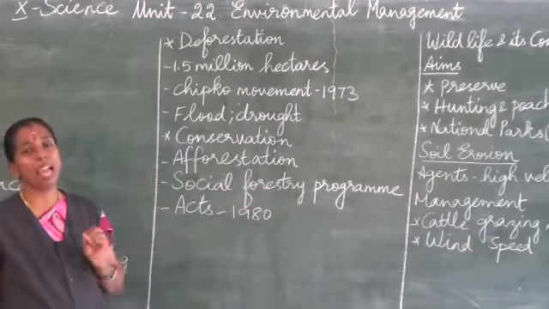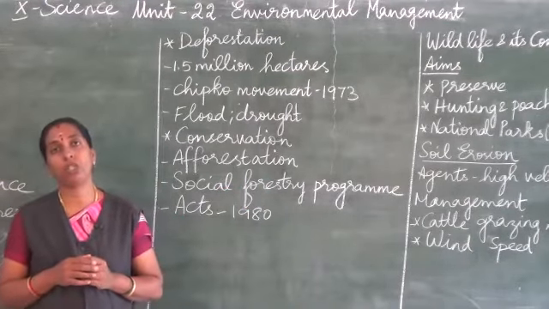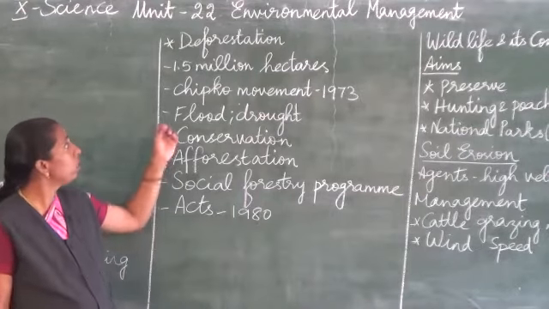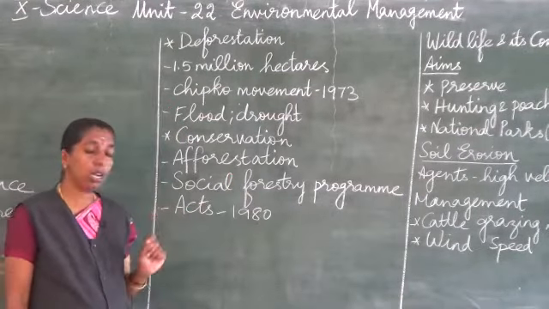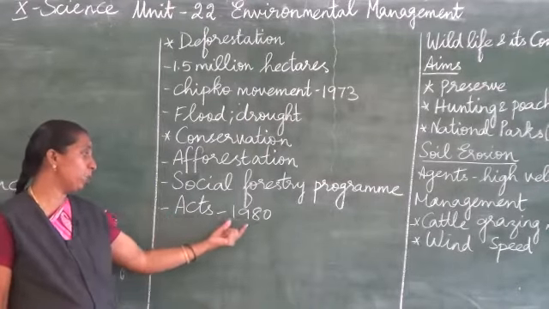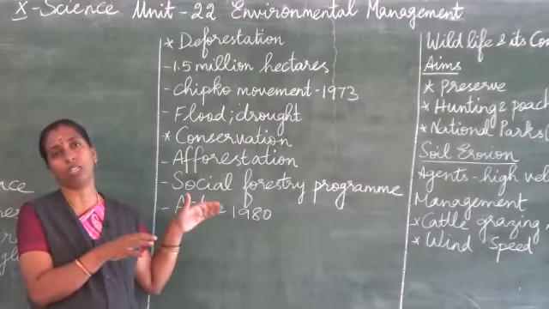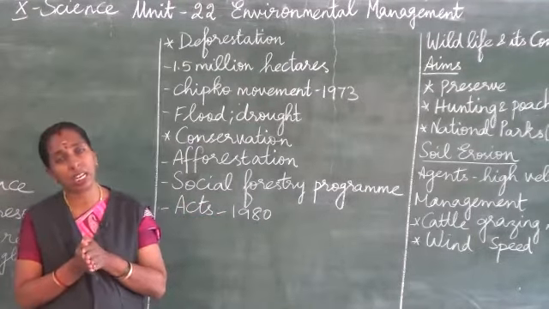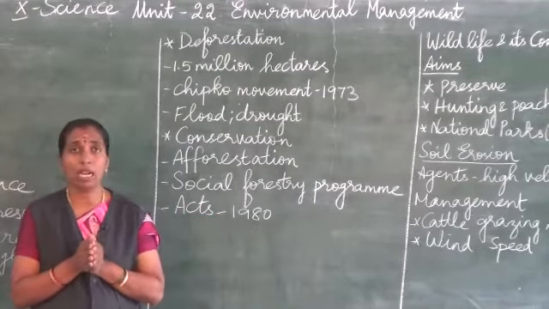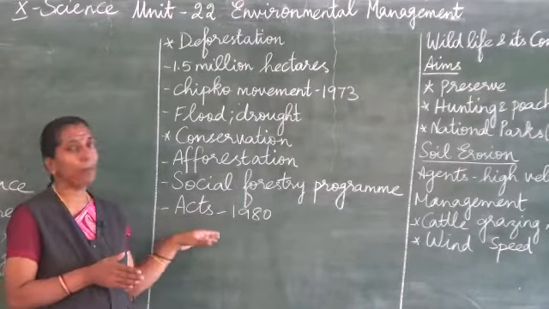So many acts were published based on this afforestation. The Social Forest Act was published in 1980. Due to deforestation and cutting the trees illegally, many acts are published, but still now it's not implemented.